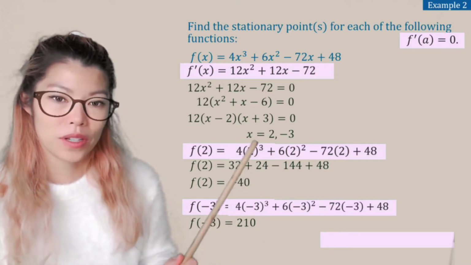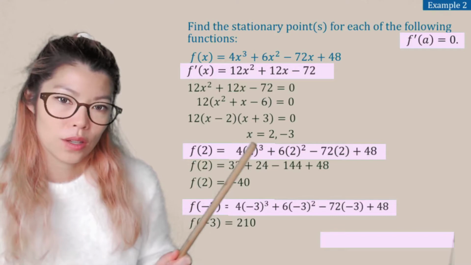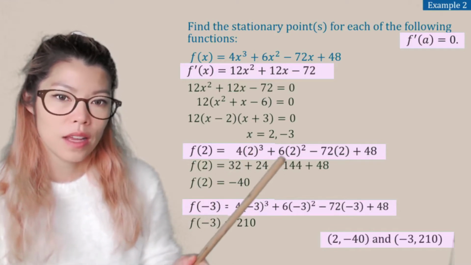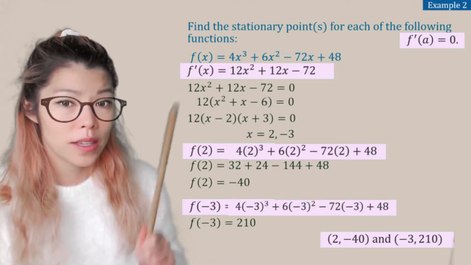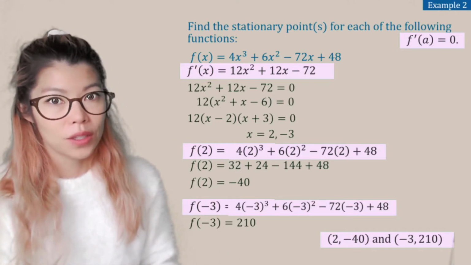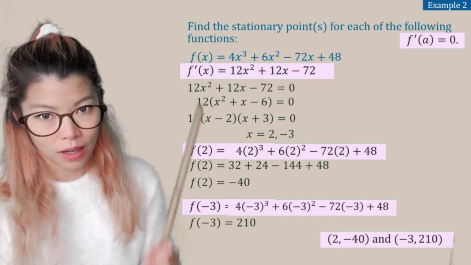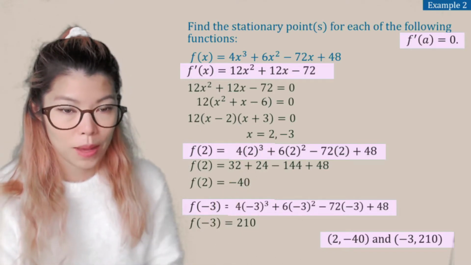So to answer that question, let's put it in coordinate form. So (2, -40) and (-3, 210). Notice that the working out is getting pretty long, and this is why it's so important to keep it neat so you can find the values and not get mixed up.